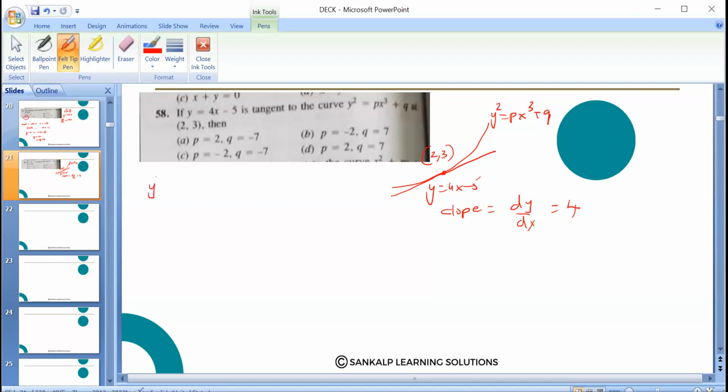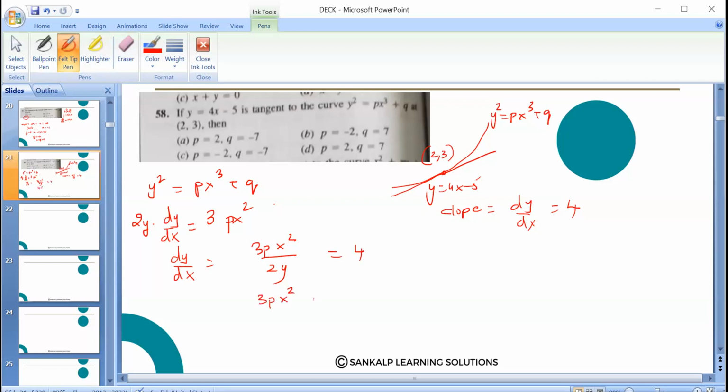But slope of tangent we can find with the help of derivative of the curve. Y square derivative is 2y dy by dx. P is a constant, x cube derivative is 3x square. Q is constant. So dy by dx is 3px squared by 2y. But we can equate to the slope. 3px squared equal to 8y.